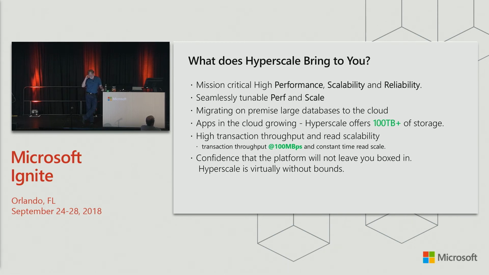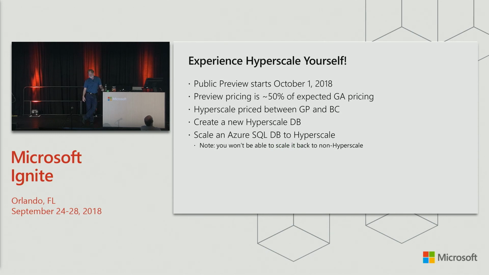Experience hyperscale yourself. Public preview starts October 1st. So as of October 1st, you can go to the portal and make your own hyperscale database. Preview pricing is about 50% of the expected GA pricing. That's what we typically do with public previews. Pricing will be somewhere between general purpose and business critical. Create a new hyperscale database. Scale an Azure SQL database into hyperscale. All of that will be available to you starting in about a week.